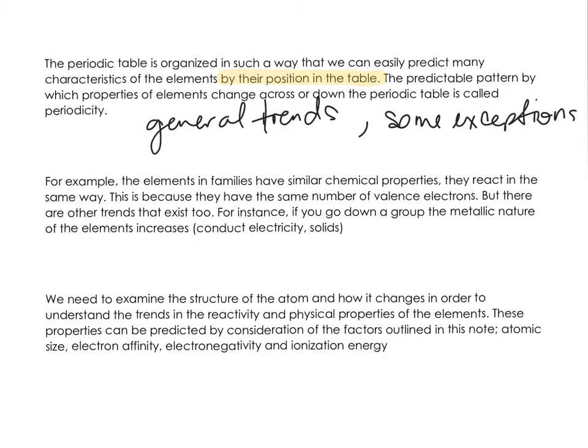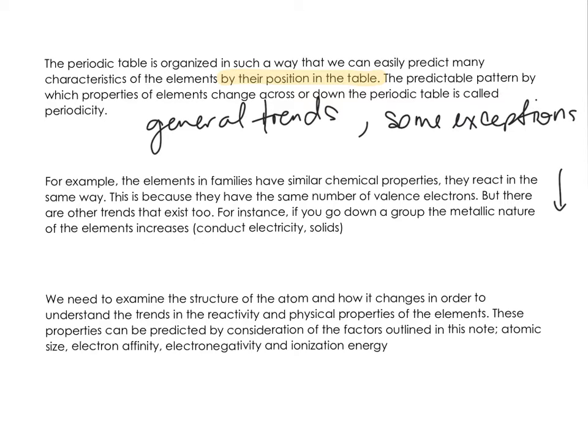So, what are these predictable patterns? So the elements in families have similar chemical properties. They react in the same way, and this is because they have the same number of valence electrons. There are other trends that exist too. For instance, if you go down any group in the periodic table, the metallic nature of the elements increases. Properties such as conducting electricity, being solid, being grayish in color.